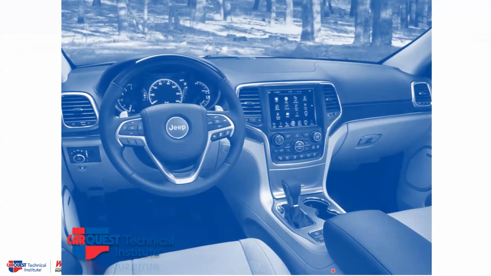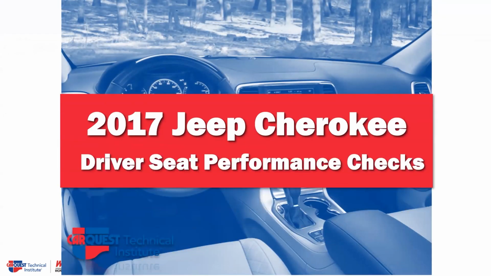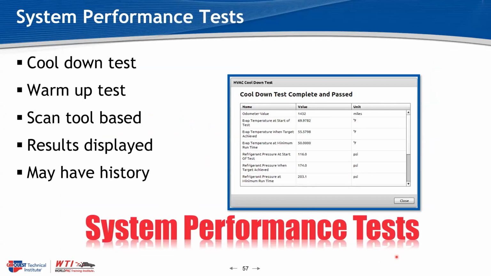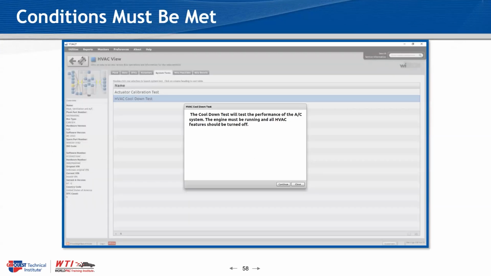System performance tests. Somebody asked in one of the classes earlier this week, did other vehicles have cool down checks or performance checks for the AC? Here's an example of a 17 Cherokee that I'm not going to get into how it's laid out, but the performance test actually has the ability to do both a cool down and a warm up test through the scan tool, and the results are displayed, and you may even be able to bring up the results of a previous test. So this system will test itself in case it wants to set a code for a performance issue.